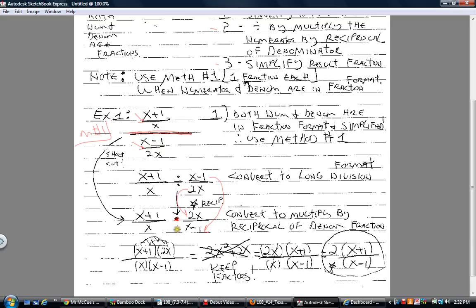Factor, that's the big thing here. So you have 2x times the quantity x plus 1. Putting those parentheses helps you see that. You've got x down in the denominator and x minus 1 in the numerator. That's what I showed here. Then you see 2x divided by x. The x's cancel out and you're left with 2.